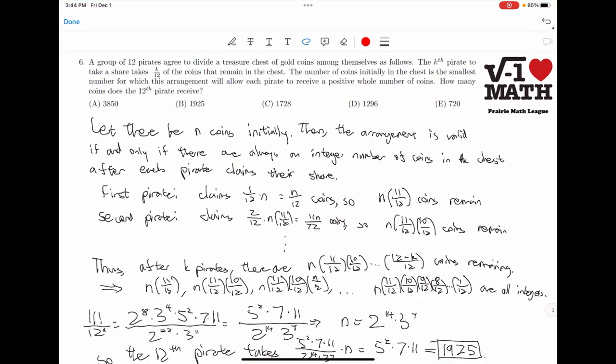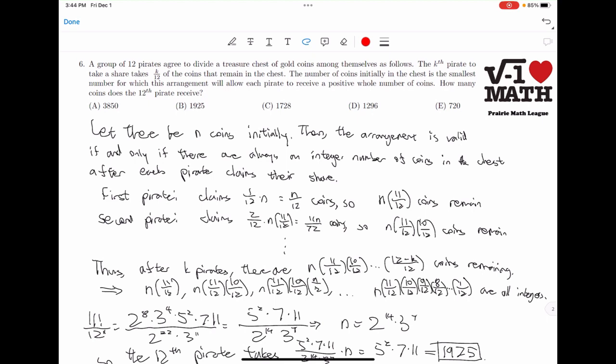Now we go on to number 6. A group of 12 pirates agreed to divide a treasure chest of gold coins among themselves. The first pirate only takes a 12th of the coins. They're getting completely ripped off, but whatever. The second takes 2/12 of the remaining. So, and it kind of continues.